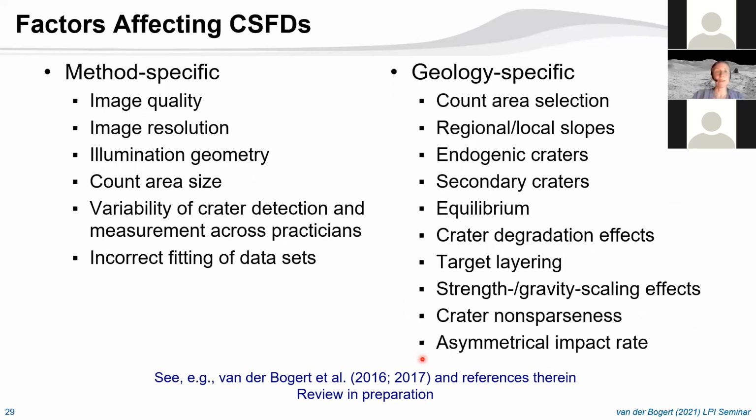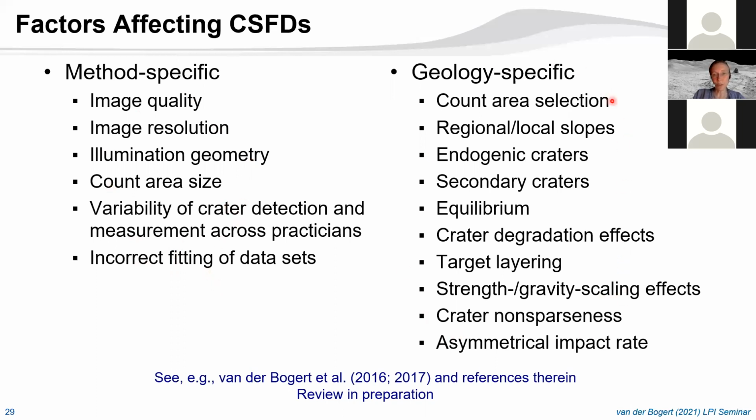There are a lot of things that you have to keep in mind when you're doing this process. This is a listing of all the ones that we could think of. I broke them up into two types of factors. There are method-specific factors like how good your image is, the image resolution, the geometry of the illumination, and the count area size, because we're talking about statistics. If your count area size is too small, your statistics get bad because you have fewer craters in there. There are also issues about variability of crater detection and measurement across the practitioners. And then sometimes there's just incorrect fitting of the data sets. So those are all method-specific ones.